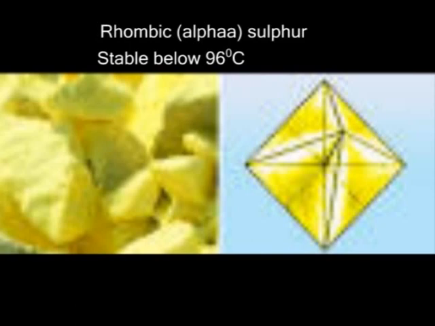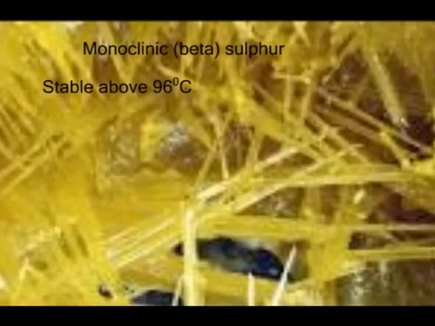Rhombic sulfur, also called alpha sulfur, consists of octahedral-shaped crystals. It is only stable at temperatures below 96 degrees Celsius. Monoclinic sulfur, also called beta sulfur, consists of needle-shaped crystals. It is only stable at temperatures above 96 Celsius. Thus, below 96 degrees Celsius, crystalline sulfur exists in the rhombic form, and above 96 degrees in the monoclinic form.